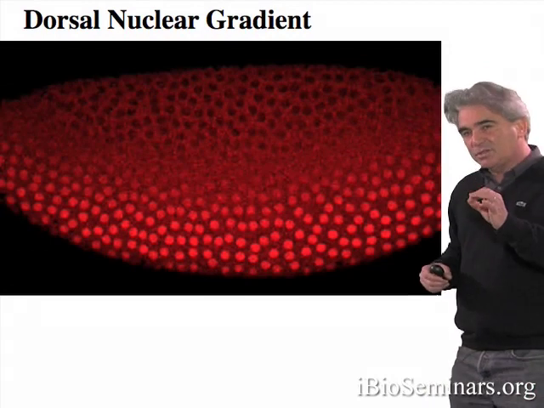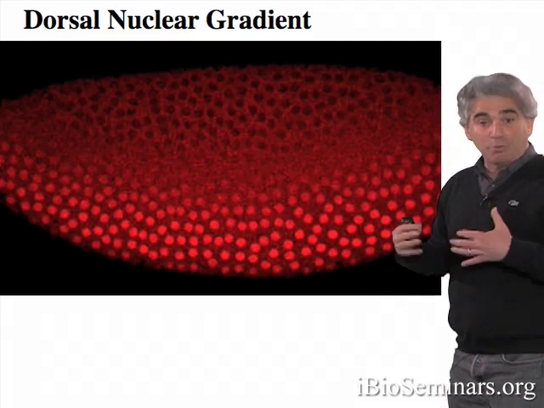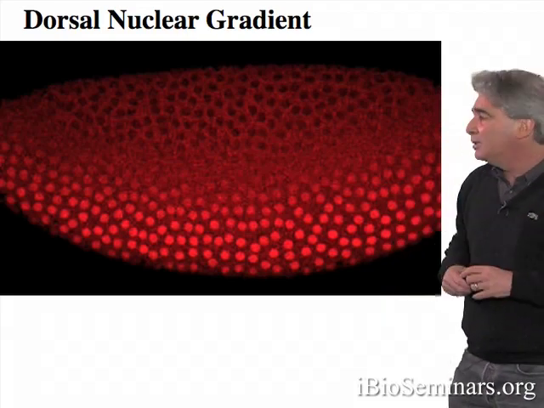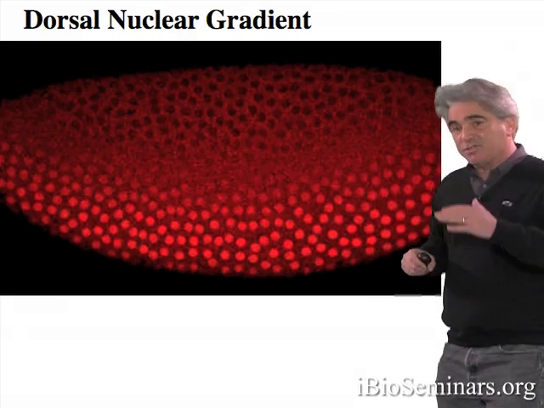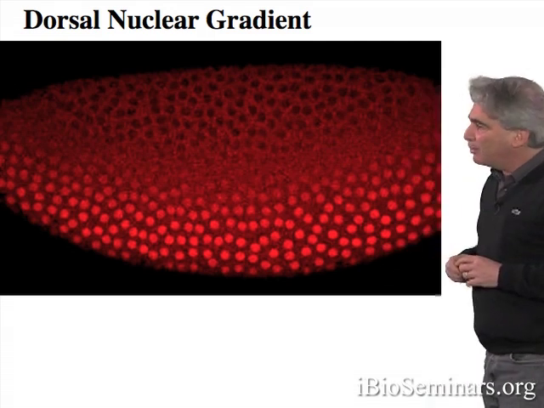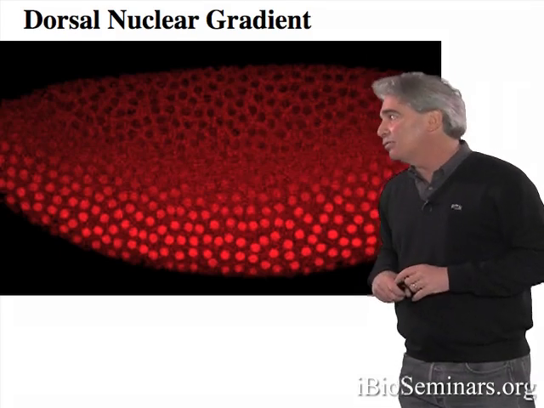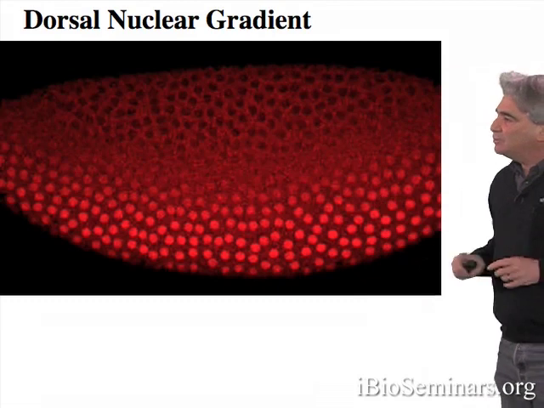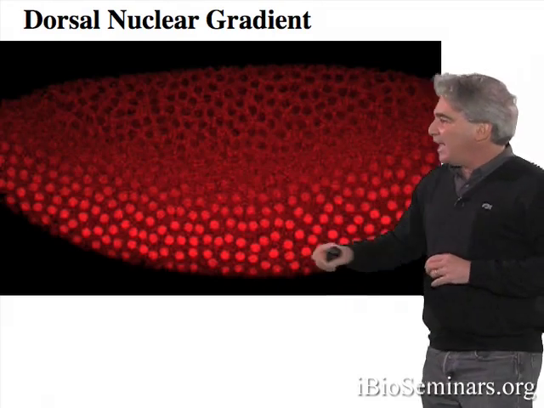And to introduce the underlying mechanisms for precision and robustness, getting that pattern right every time in every embryo, I'd like to introduce dorsal-ventral patterning. That is the patterning of the back-belly axis of the developing embryo, and it is controlled by a sequence-specific transcription factor called Dorsal.